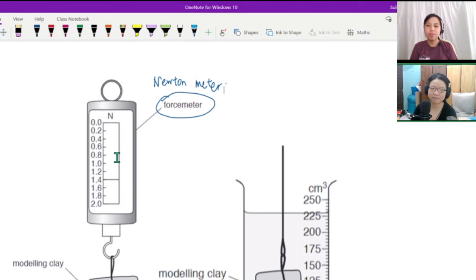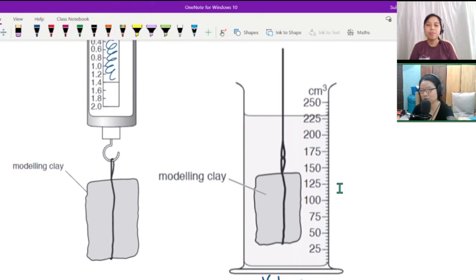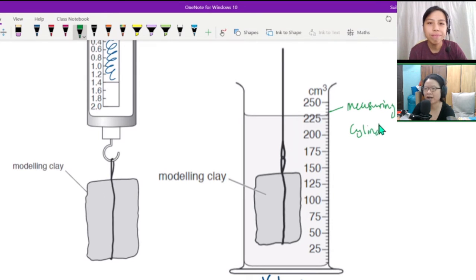Okay, it's the same device. There's a bunch of springs here that they didn't draw. And then you hang your modeling clay. By the way, this is also a method to measure volume. So this thing here is a measuring cylinder. This is a past year question for the IG people, IGCSE people.